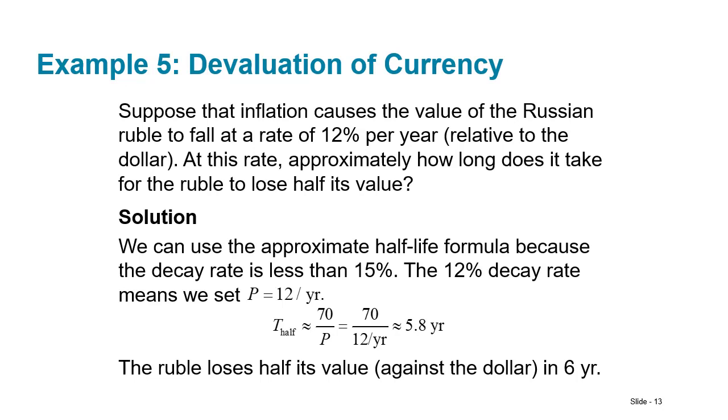So suppose that inflation causes the value of the Russian ruble to fall at a rate of 12% per year relative to the dollar. At this rate, approximately how long does it take for the ruble to lose half of its value? Well, since 12% is less than 15%, we can use this rough approximation. It's going to be 70 divided by P, which is 12% per year, and then we get 5.8 years. So the ruble will lose half of its value in roughly almost 6 years.